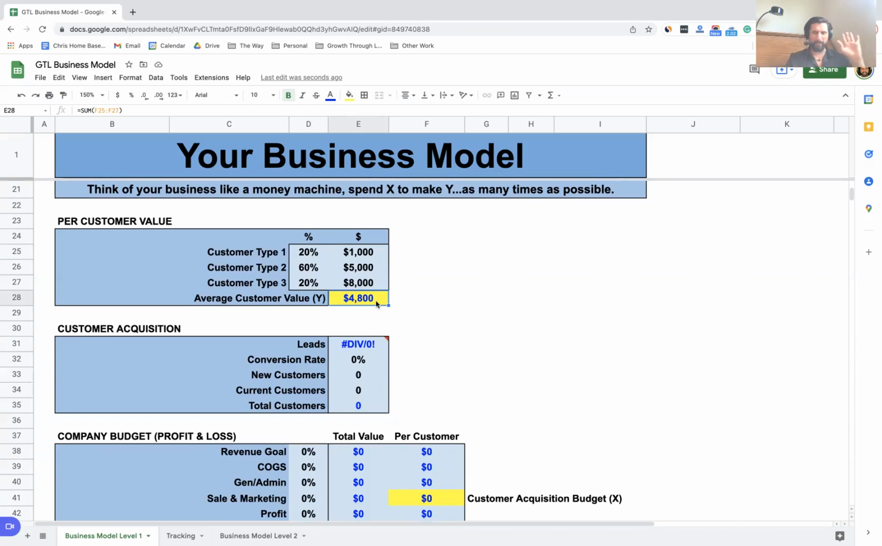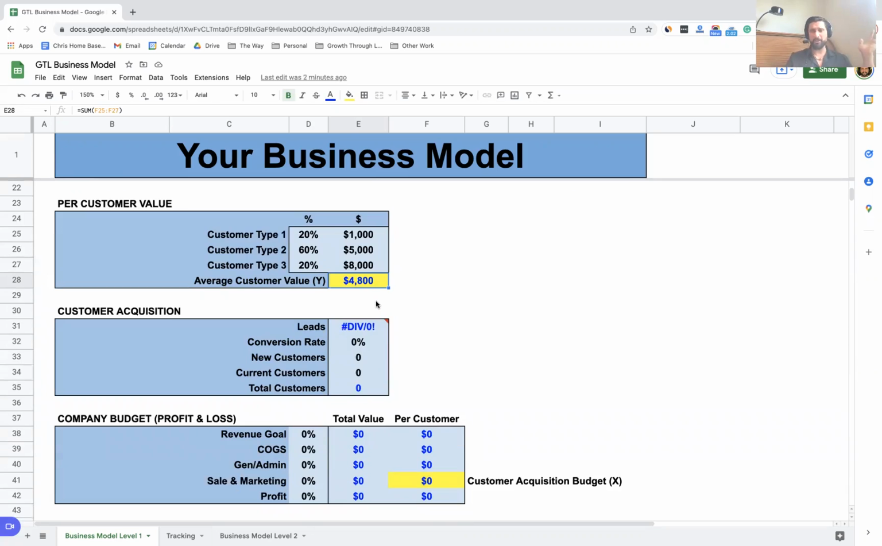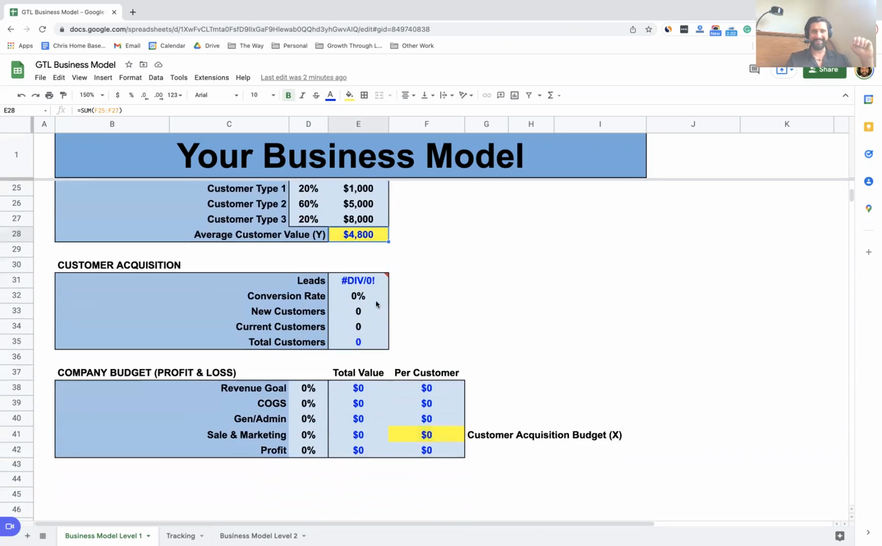But for this, let's just keep it really simple. Let's just say our average customer is worth $4,800. Cool. Now, what's our revenue goal? Well, let's say our revenue goal is we want to make $1 million. Let's just say that.